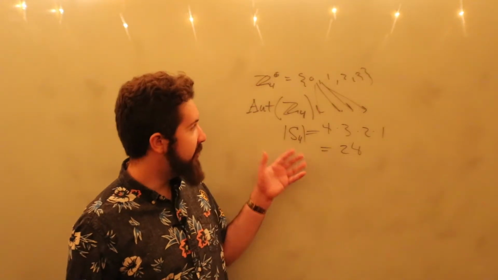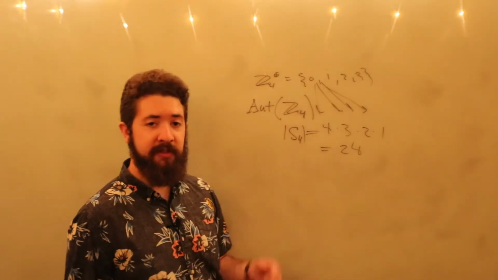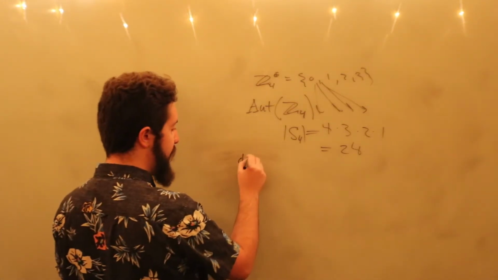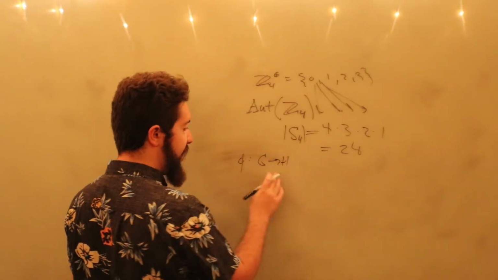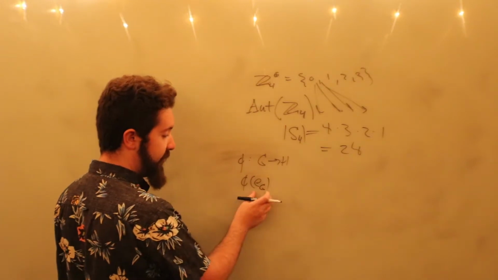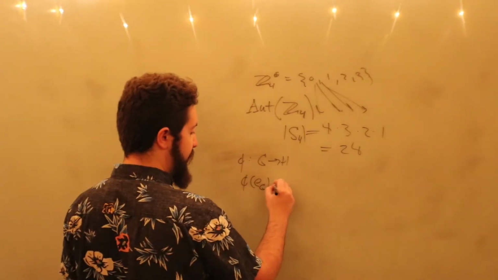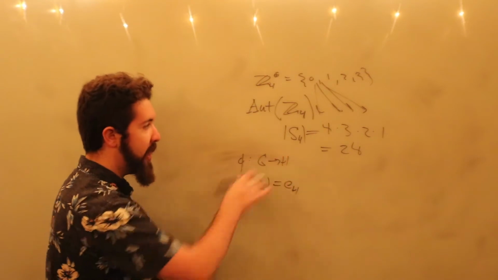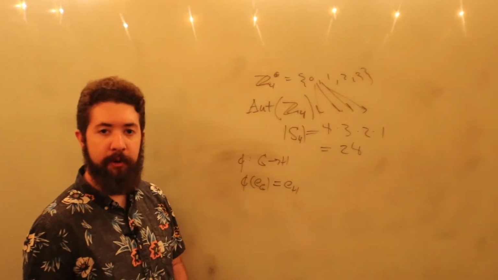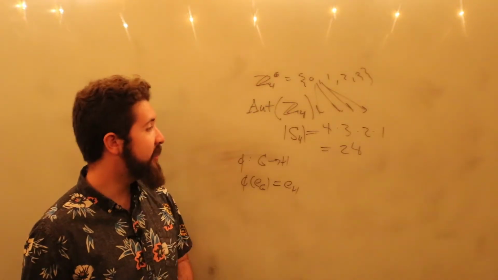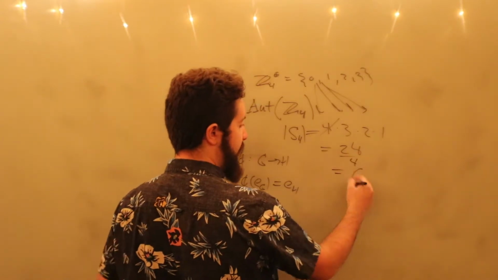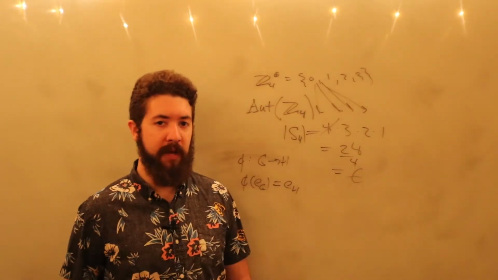However, not all of these bijections on the group Z4 are going to turn out to be automorphisms. So if we have a mapping from G to H, which is a group homomorphism, then phi of e sub G, the identity element in the group G, is going to be equal to the identity in the group H. So we only need to look for those ones which fix 0. Alright, well that's going to knock out a lot of possibilities. Namely, we're going to want to divide by 4, and now we only have 6 possible mappings.